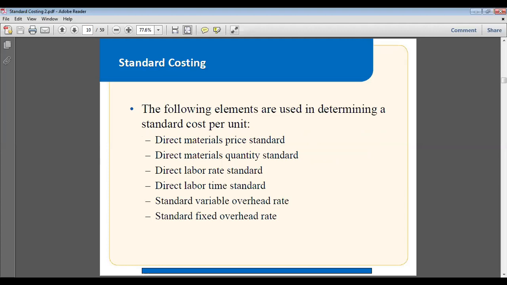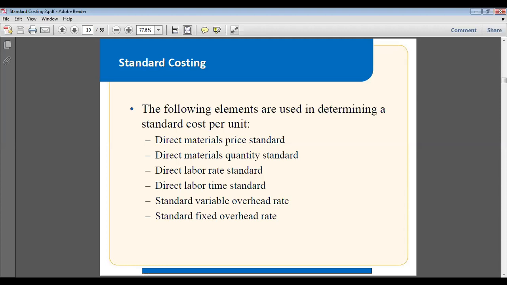Direct material cost, as we earlier discussed so many times: direct material quantity standards, direct material price standard, direct labor, direct time, how much labor rate and how much standard time it will take, and standard variable overhead rate and standard fixed overhead rate. And what are the other overheads, the other expenses that are involved while producing a part.